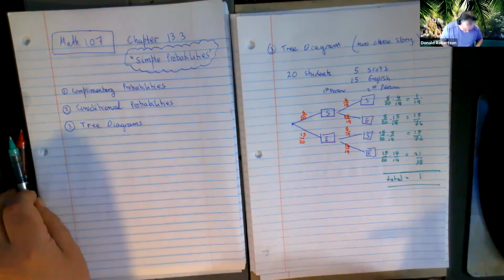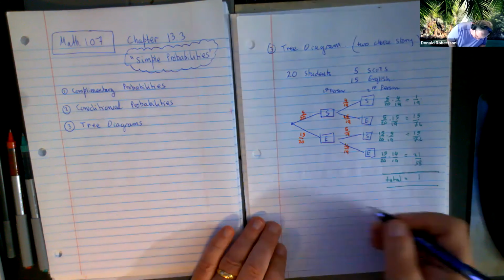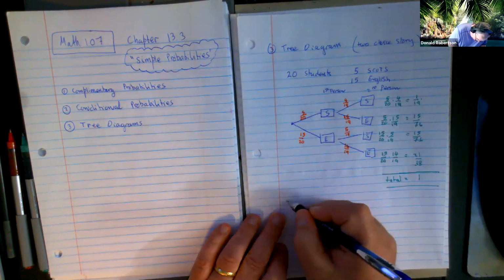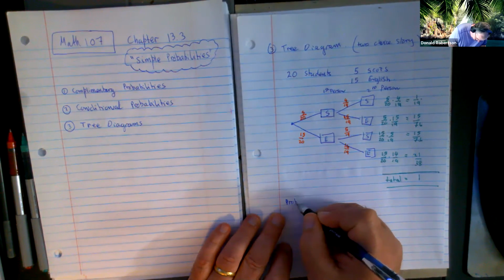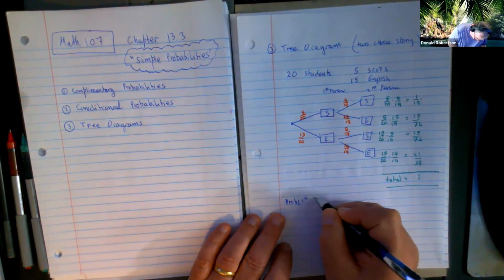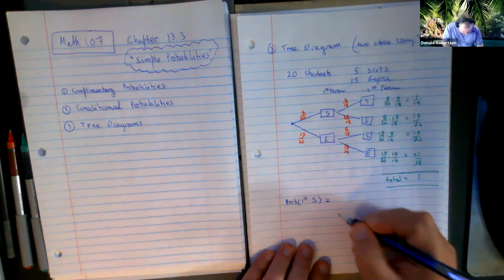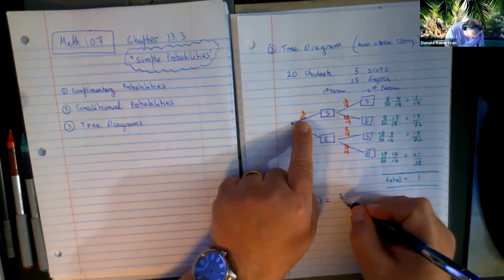So here's some examples of what I could get from this table or from the green ones at the end. For instance, what's the probability that the first person was Scottish? In other words, the first person I chose was a Scotsman. Now there's the answer right there. It's in my tree.